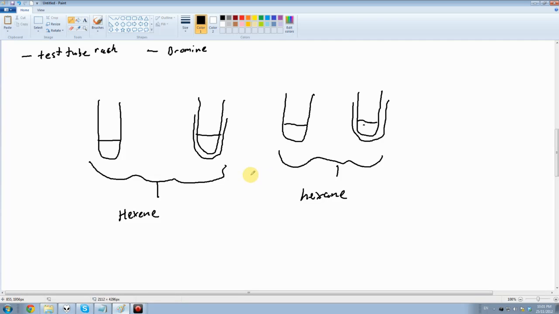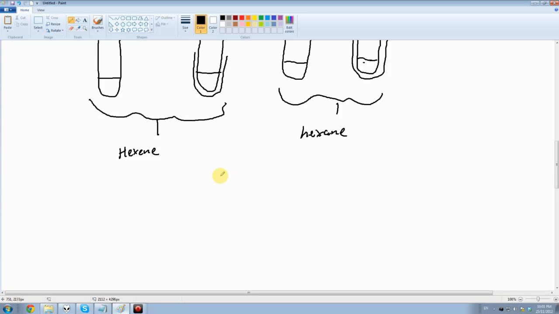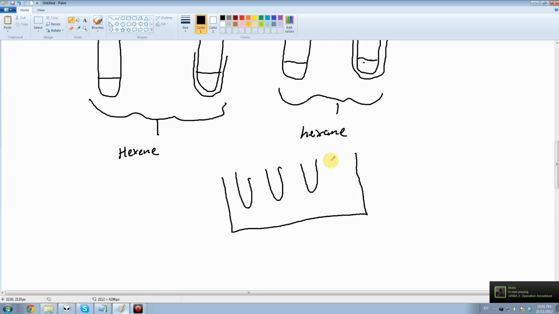Now that we've done that, we put them into that test tube rack. So let's draw one here, maybe. Yep. 1, 2, 3, 4. Now the way I kept track is I did hexene, hexene foil, hexane, hexane foil, in a logical path, right? Now once we had all those set up, we added 10 drops of bromine water to each. Okay, it doesn't have to be exact. You can do 9 drops, you can do 11 drops, no one's going to kill you.